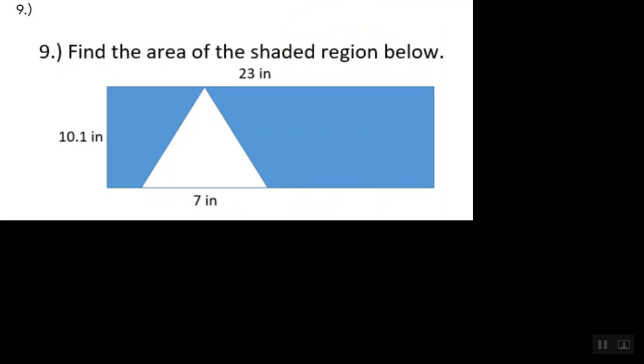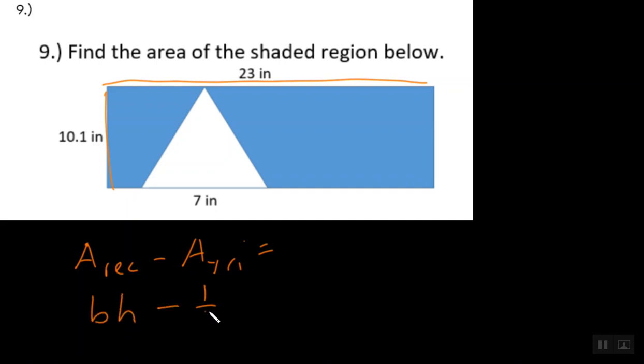All right, number 9, find the area of the shaded region below. Okay, well this one's a pretty simple problem. We're simply going to use subtraction again. Out here we have this gigantic rectangle, so we'll take the area of a rectangle minus the area of this triangle that we're getting rid of. So what's the area of a rectangle? It is base times height minus 1/2 times the base and height of the triangle.